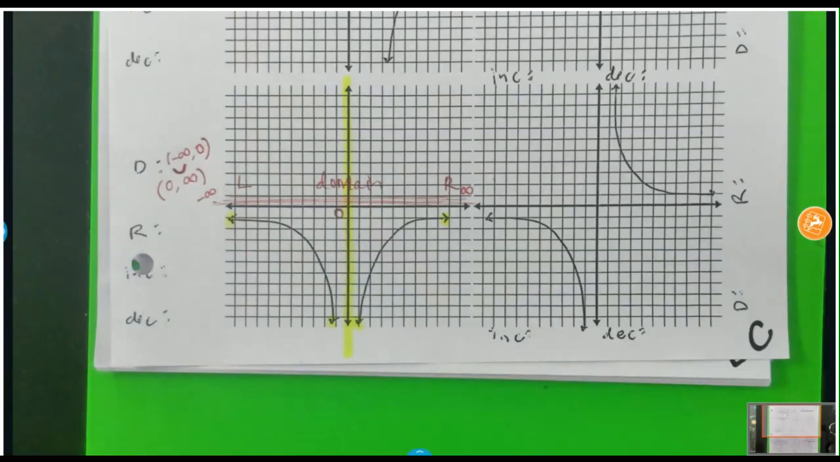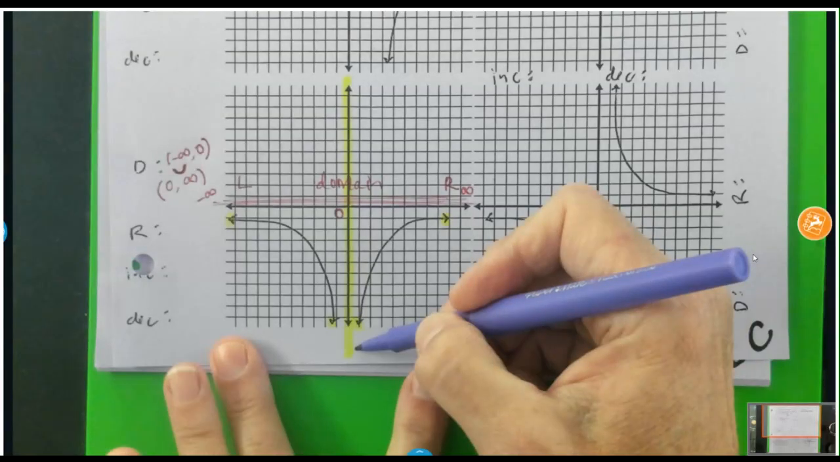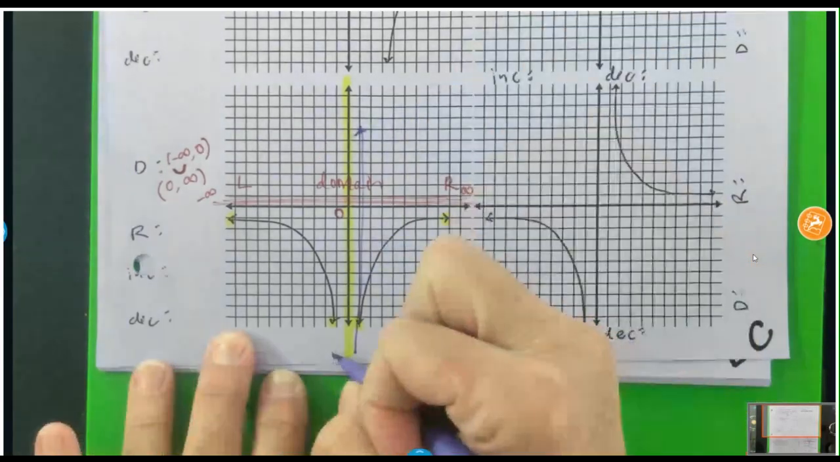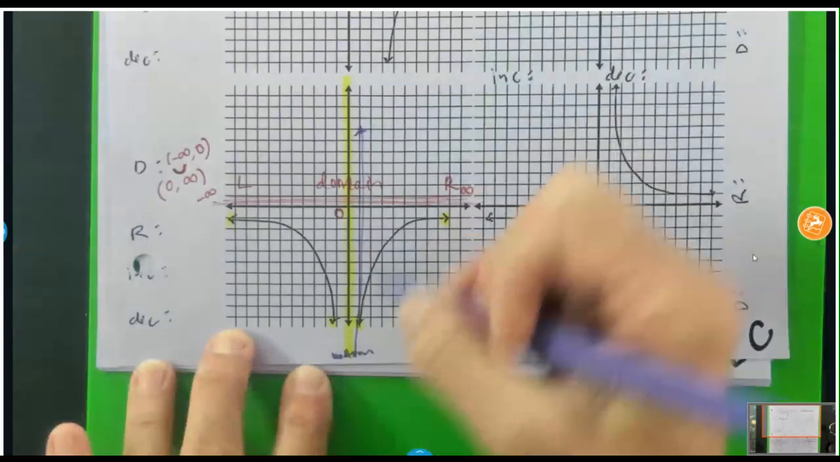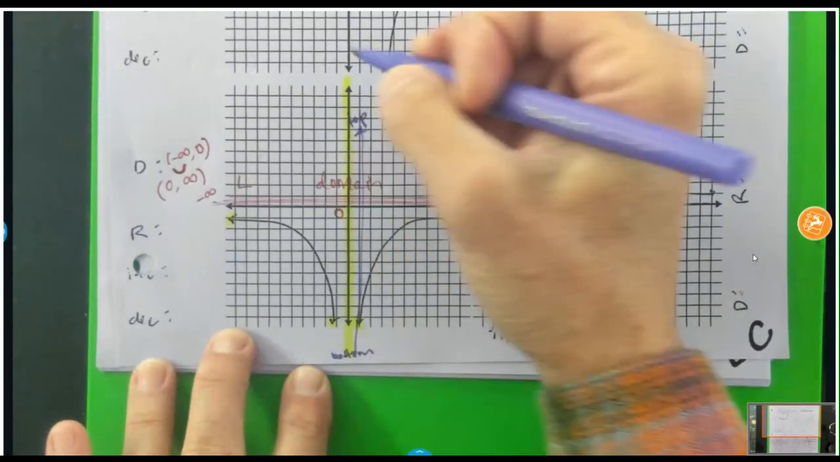All right, let's look at our domain. Our domain is similar. I'm sorry, our range. We just did domain. Our range is similar. We know we're going to go from the bottom to the top for our range. This is our range in purple.